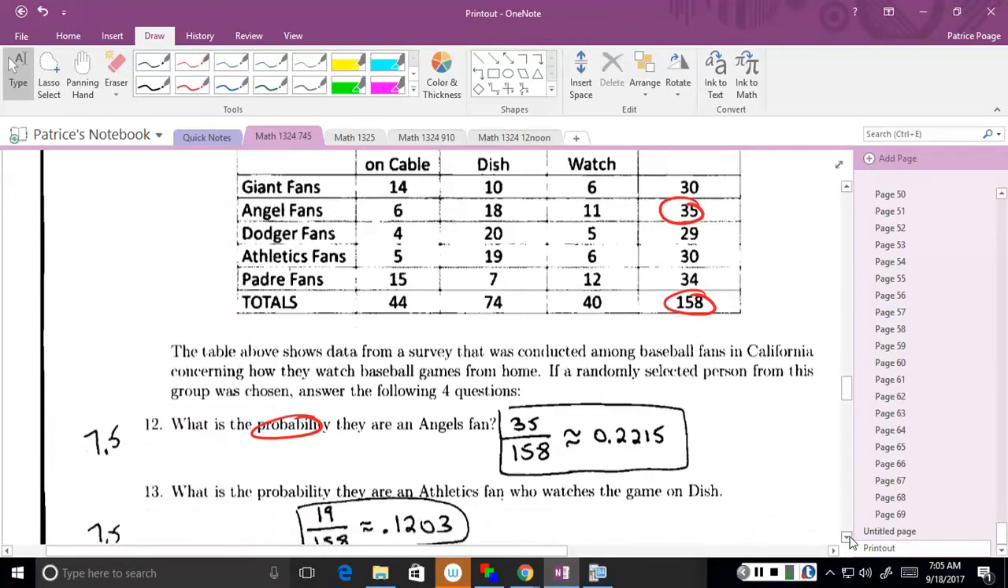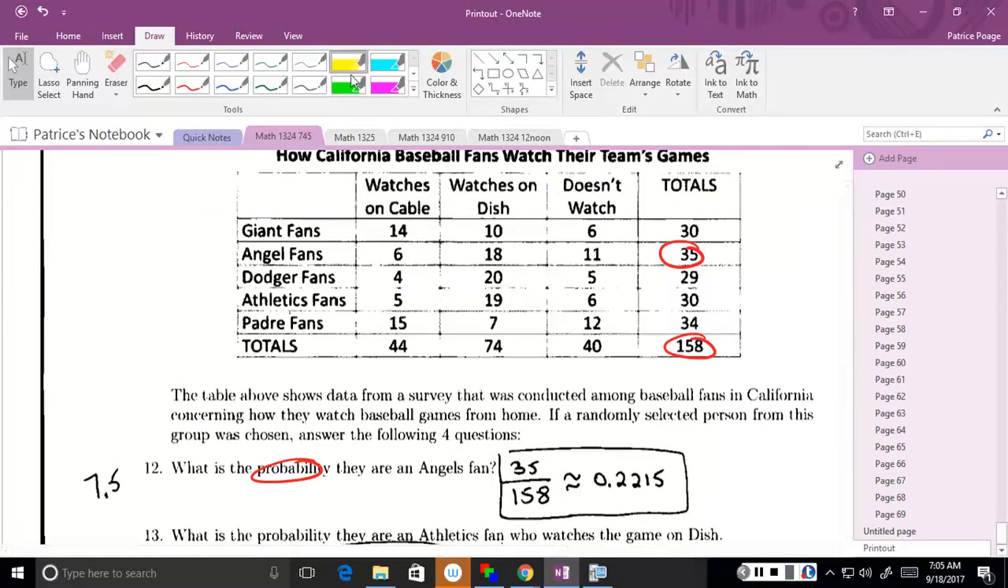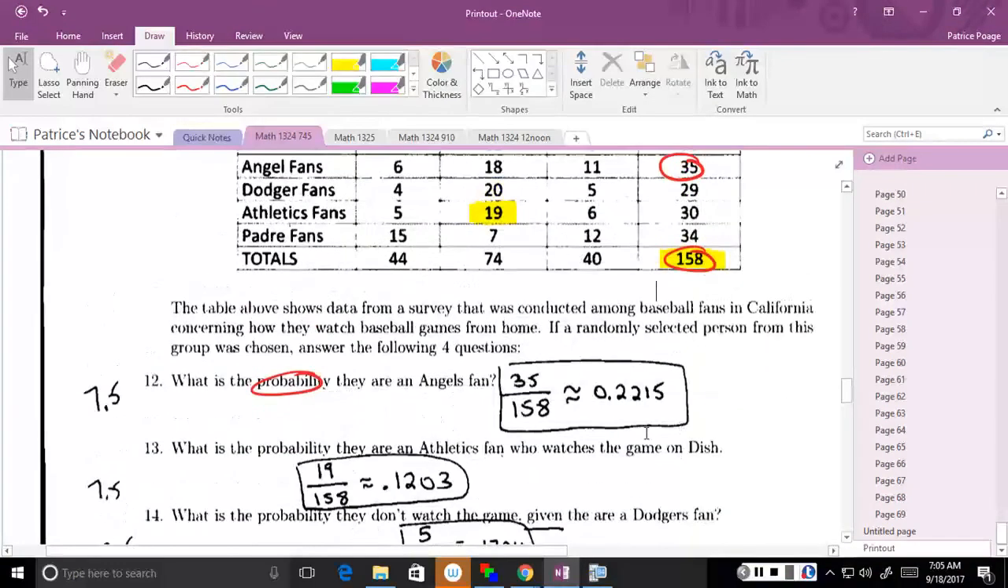The next one says, what is the probability they are an athletics fan who watches the game on Dish? So athletics fan, but specifically the ones who watch it on Dish. So there's 19 of those out of 158. So that's how we get this, 19 out of 158.